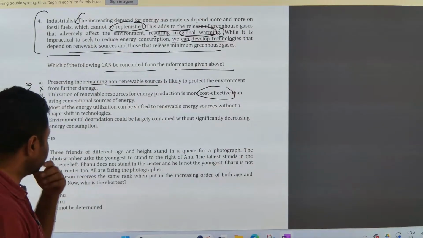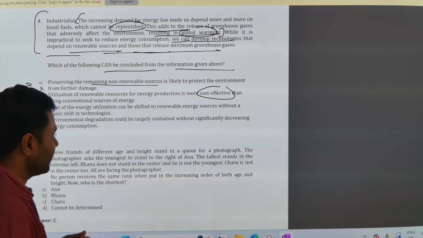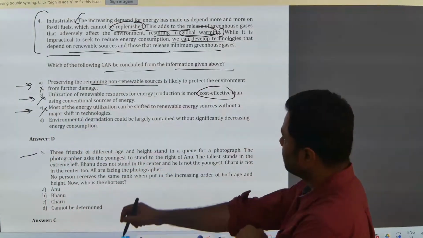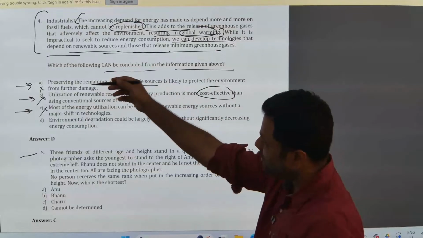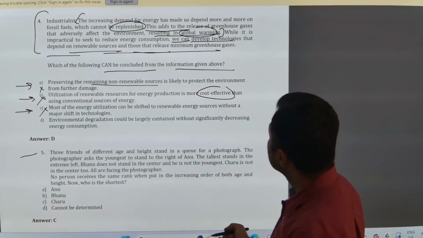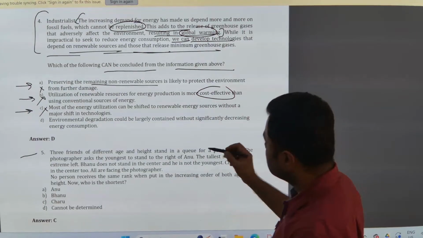So D. Environmental degradation could be largely contained without significantly decreasing energy consumption. So we can say all A, B, C are wrong. That means we can say that D is correct. Fine.